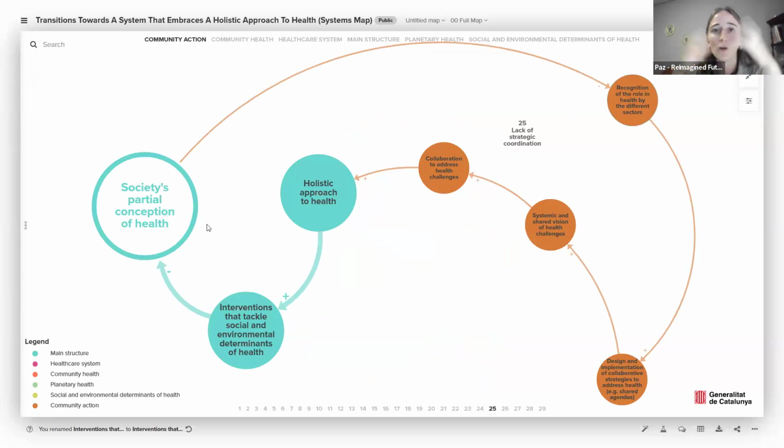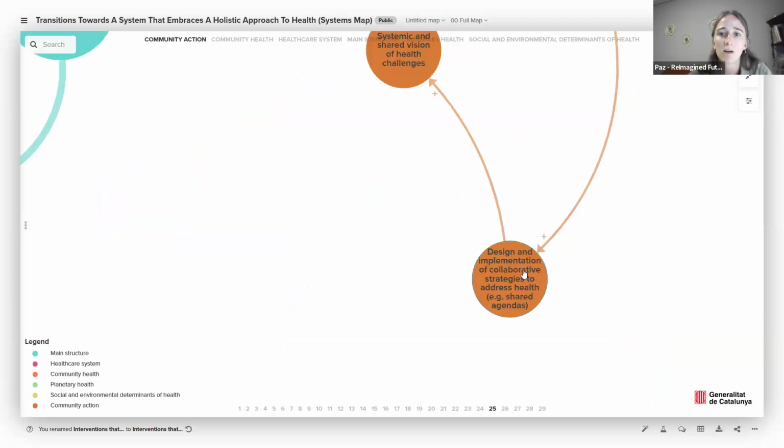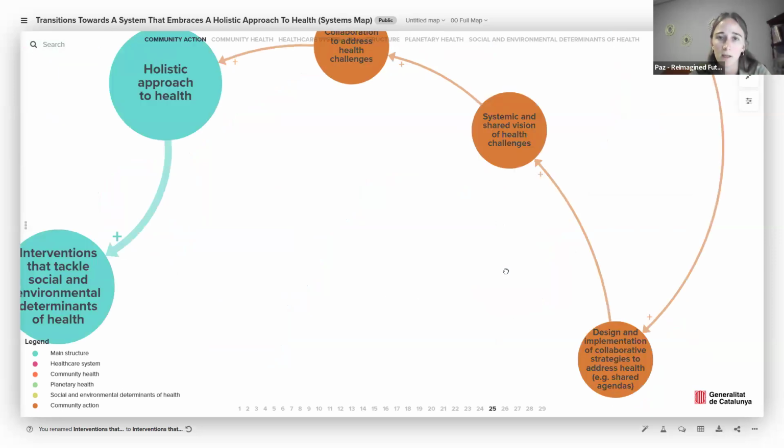Why? Because all of society as a whole, we have this partial conception of health. So if I'm working in, I don't know, education, maybe I don't recognize the role that education has in health issues, in promoting health, or natural parks, or cultural initiatives. And this regards the design and implementation of collaborative strategies to address health as a whole.